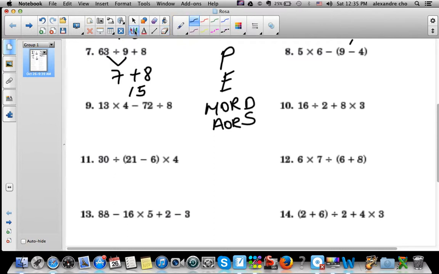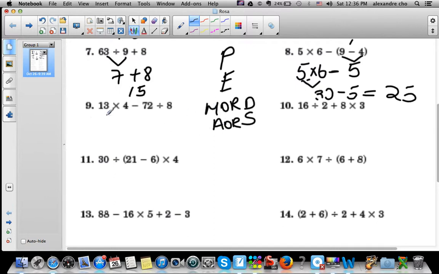And here we go. So we have 9 minus 4, which is 5. Okay, let me copy the rest that's in front. 5 times 6 minus, and in parentheses, 9 minus 4 is 5. Okay? So our next line, we have multiplication or subtraction. And we know by now that multiplication comes first. So it's 30. 5 times 6, 30. Minus 5. And that gives us 25.